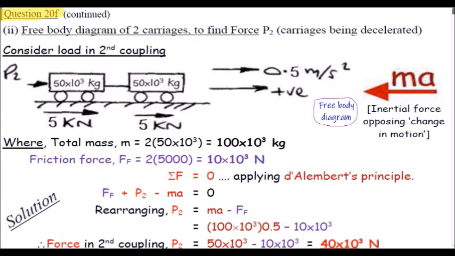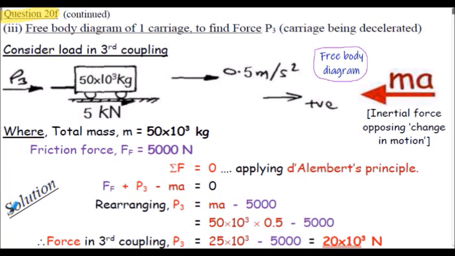Question 20F, solution continued. Undertake the same kind of analysis, this time a free body diagram for 2 carriages, finding force P2 as I've termed it here. Same approach in Newton's first law here. So the force in the second coupling, P2, 40 times 10 to the 3 newtons, 40 kilonewtons. Question 20F, solution continued here. Free body diagram of 1 carriage, finding the force in the third coupling, I've called it P3, which is 20 kilonewtons. So that's the full worked solution for question 20F.